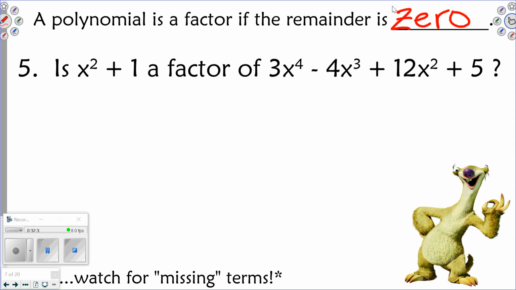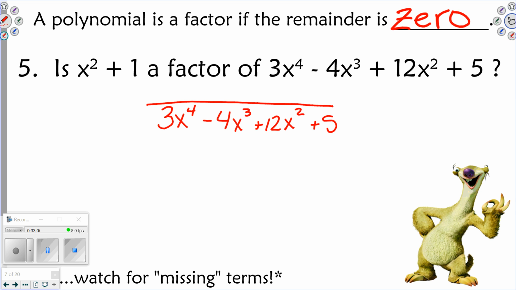Okay, so is x squared plus 1 a factor of all of that? The only way we know is to actually divide it and see if there's a remainder. So let's divide it. If when you divide it there's no remainder, then it was a factor. So 3x to the 4th minus 4x cubed plus 12x squared plus 5. And again, all of this, guys, is baby steps to what I know is coming in the next couple sections. This is like that building section in between.